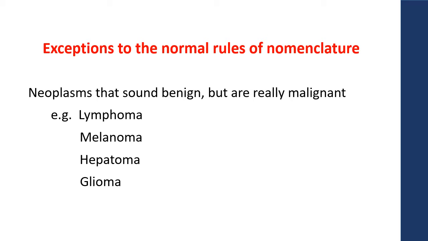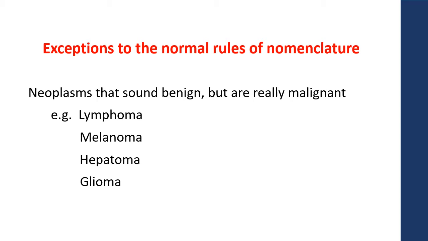There are some exceptions to these rules of nomenclature. Neoplasms that sound benign but are really malignant. Lymphoma, here the suffix oma doesn't mean benign tumor. So a lymphoma is a malignant tumor of lymphoid tissue. Here there is an exception. Melanoma. Also here we have this suffix oma, but it is not a benign tumor. It is a malignant tumor of melanocytes.